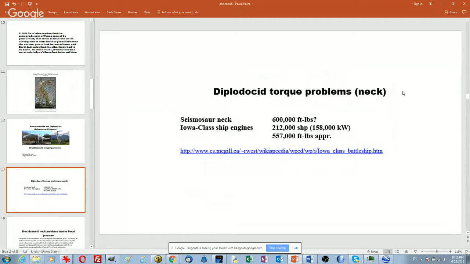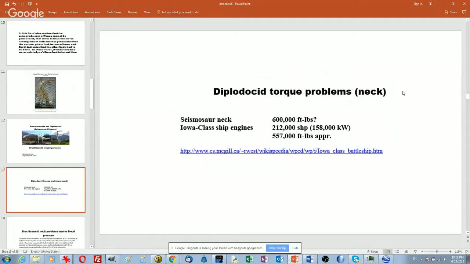There's nothing that screws anything onto anything else. There's no nut or bolt or any kind of thing like that on any kind of a ship or anything which comes remotely close to 600,000 foot-pounds of torque. If you ask yourself what there is in our normal world which involves half a million foot-pounds of torque, you'd really be talking about the combined maximum torque of all four of the engines of an Iowa-class battleship.